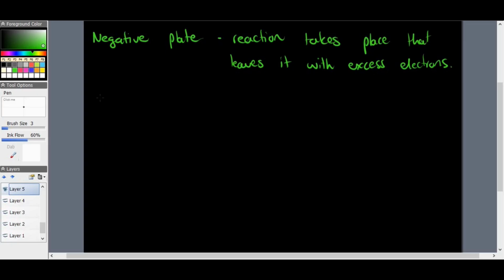The positive plate does the same thing, for the most part, but it undergoes a chemical reaction that instead removes electrons. So for the positive plate, the reaction takes place that removes electrons. On the negative plate, or the negative pole, the reaction that it undergoes gives it excess electrons. Now, when the two plates are connected by an external electrical circuit, the excess electrons flow from the negative to the positive side.